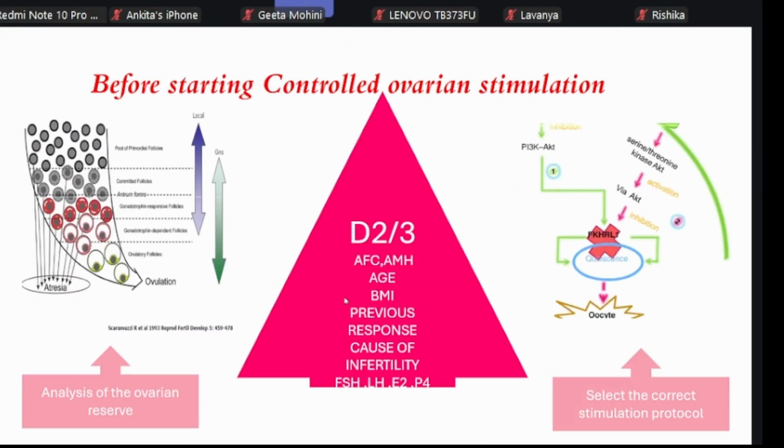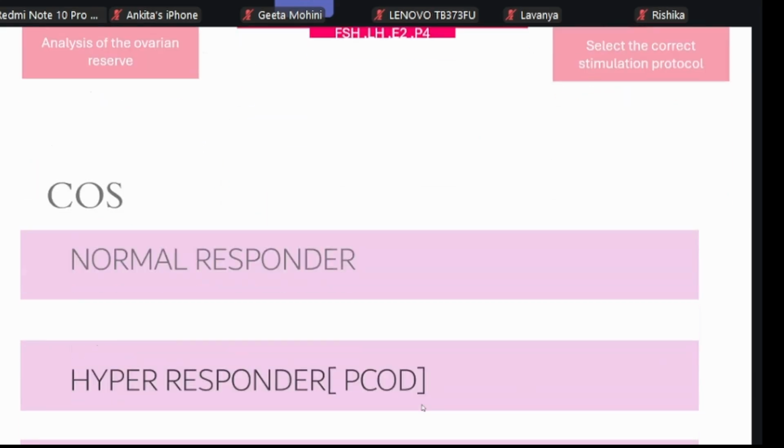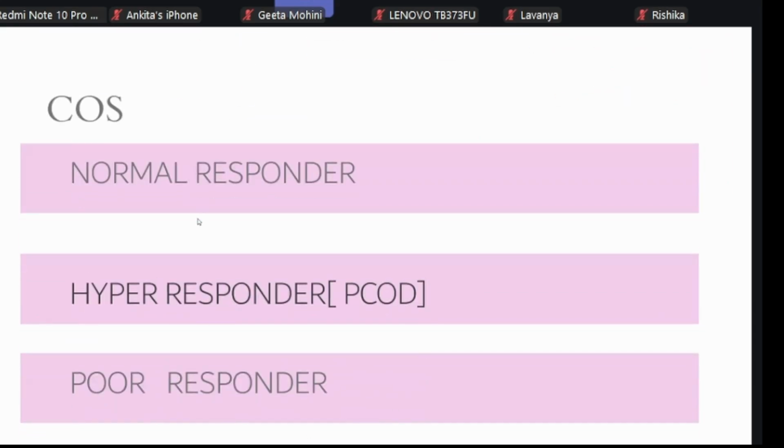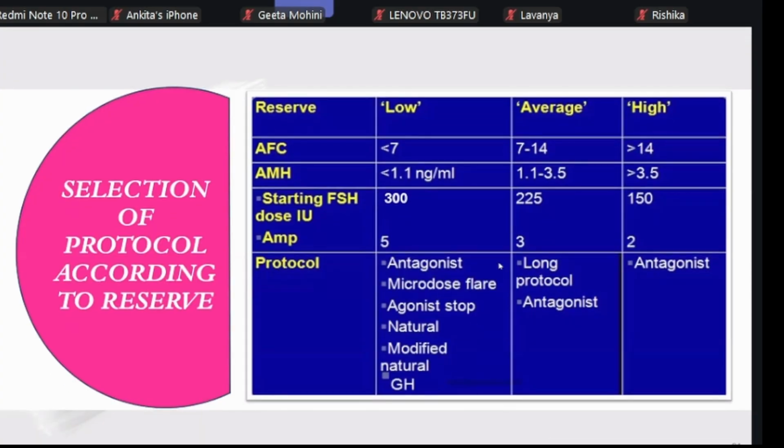On day 2 and day 3, before starting the dose, we decide what dose to start based on the AFC, the AMH, the age of the patient, and the previous response. If they have already done any stimulation, the previous response to stimulation we should also consider. And we check the baseline hormonal values of E2, P4, FSH and LH. Then, based on these factors, we decide upon the dosing and the protocol.